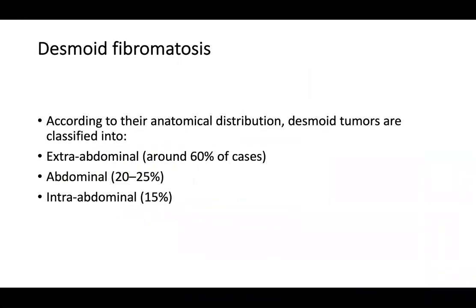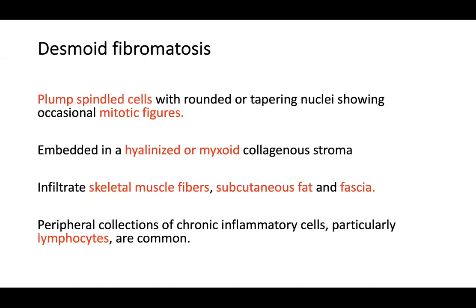Desmoid fibromatosis, according to the anatomic distribution, the desmoid tumors are classified into either extra-abdominal, which is around 60% of cases, abdominal, which is 20 to 25% of cases, and intra-abdominal, which is about 15% of cases. You can have plump spindled cells with rounded or tapering nuclei, showing occasional mitotic figures. So, of course, if it's infiltrative and growing, you would expect to see some mitotic figures there. It's often embedded in a hyalinized or myxoid collagenous stroma. It can infiltrate the skeletal muscle fibers, the subcutaneous fat, and the fascia. You can see peripheral collections of chronic inflammatory cells, particularly lymphocytes, which are pretty common.